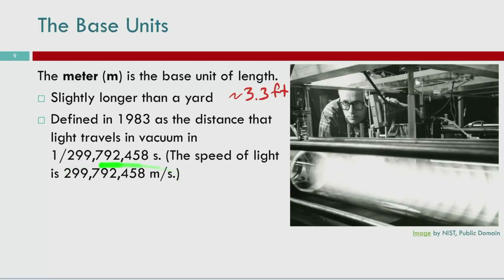So if we can get a good vacuum and we can measure how long it takes for the light to travel, we can figure out a length based on that, and then we can make all of our rulers and stuff to spec.